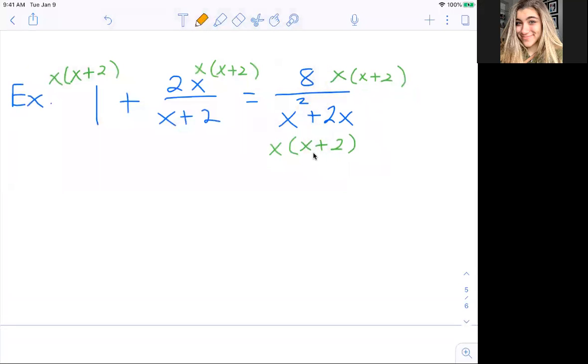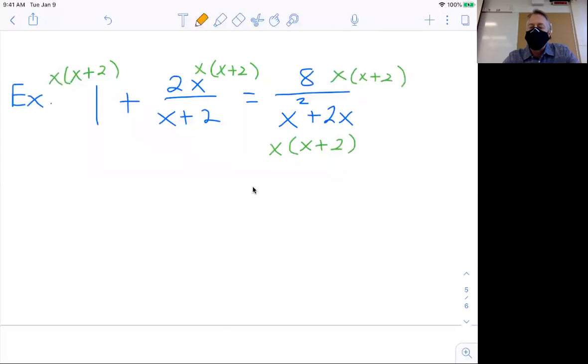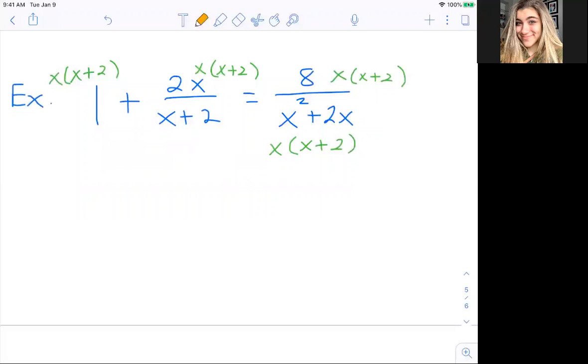Wait, Mr. O'Connor, what are we specifically looking for as our common denominator? Because I probably would have just done x plus 2. I'm sorry, I'm having trouble hearing you. How do you know that's the common denominator? Like how do you cancel x plus 2 from the second one, from 2x over x plus 2? How do you cancel that out if you're doing x plus 2?